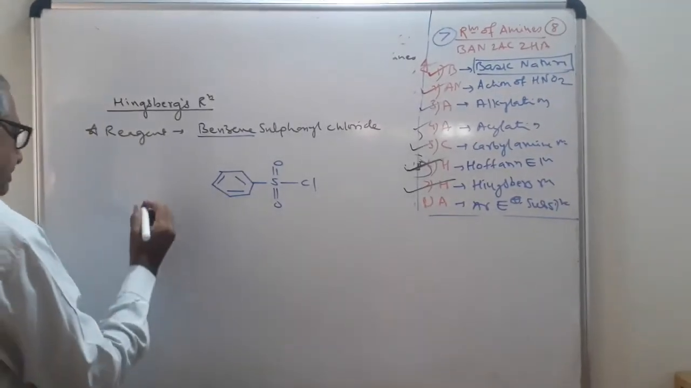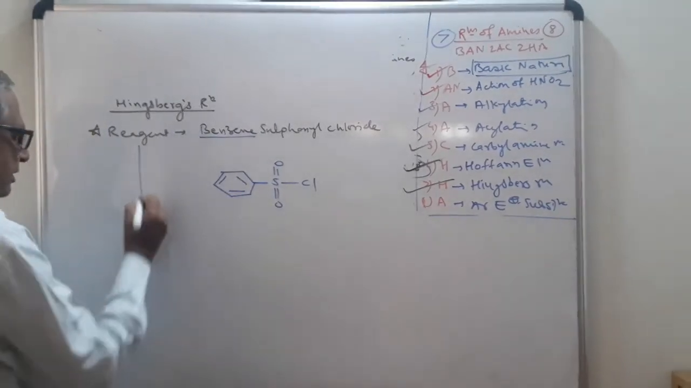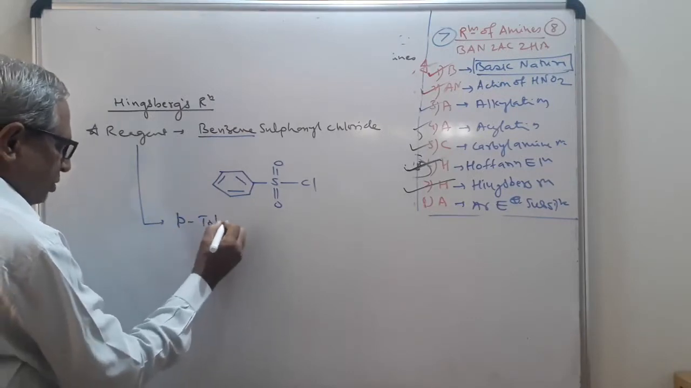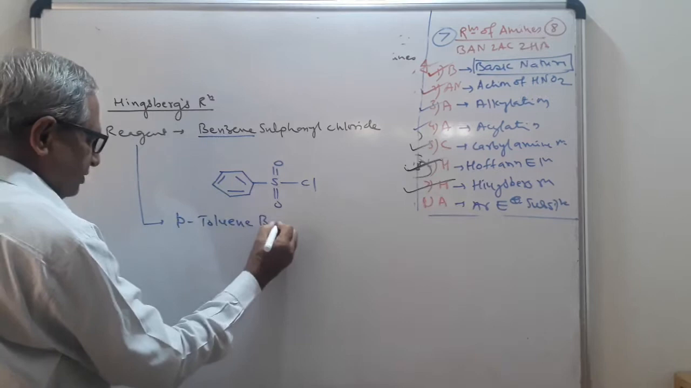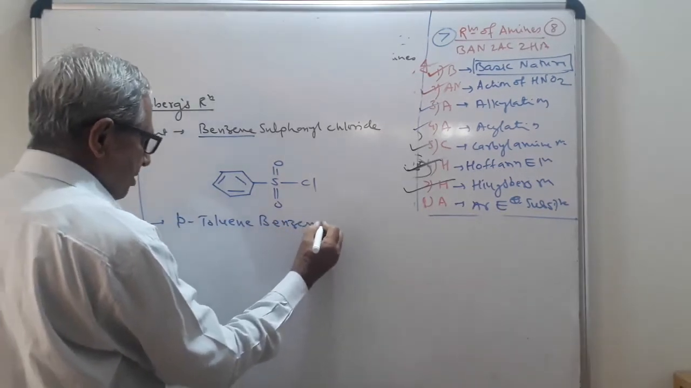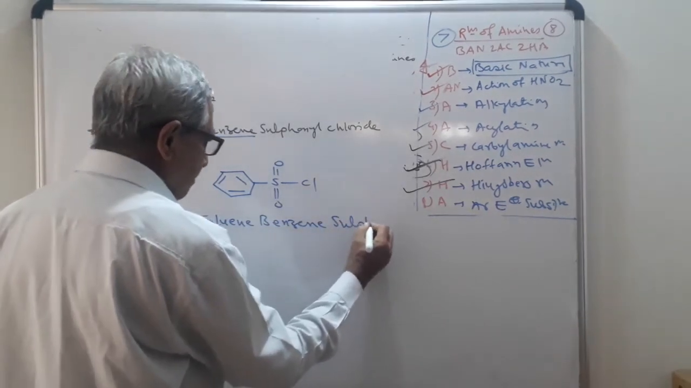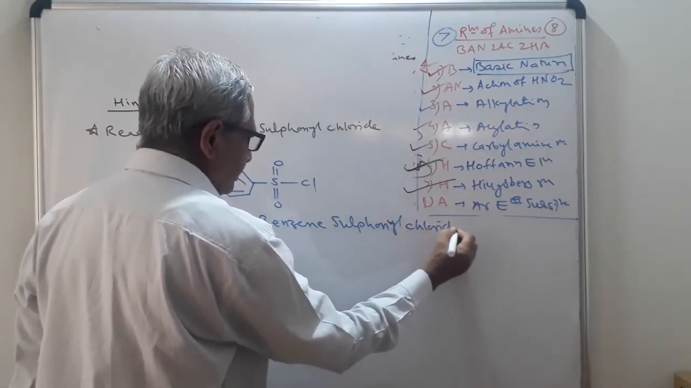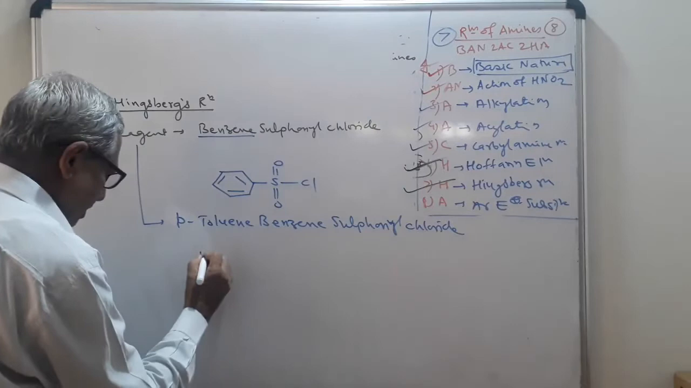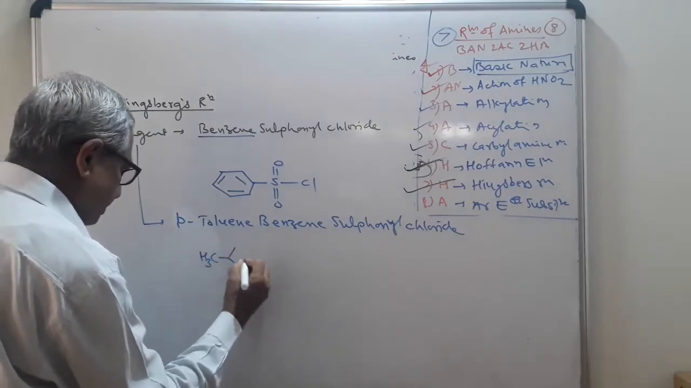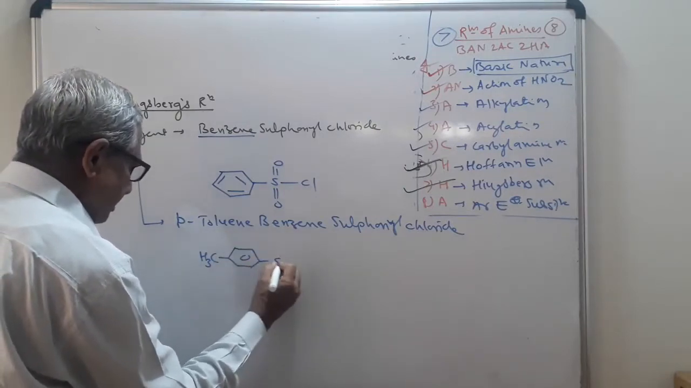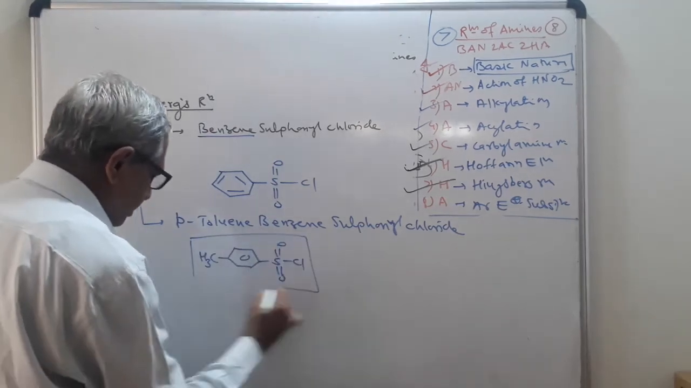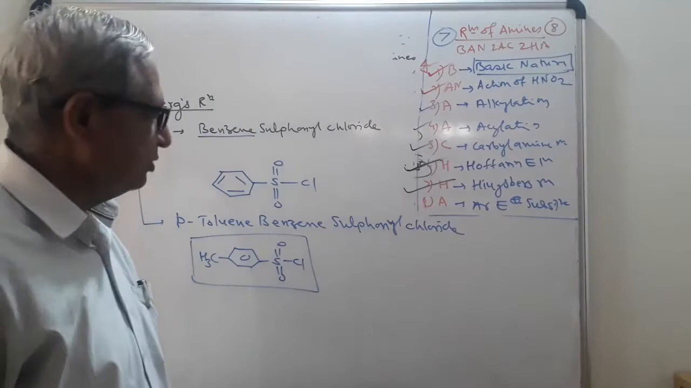But nowadays the reagent used is para-toluene sulfonyl chloride. This reagent is used recently. The formula for para-toluene sulfonyl chloride is like this: S double bond O, Cl.